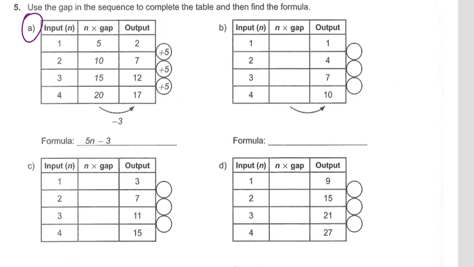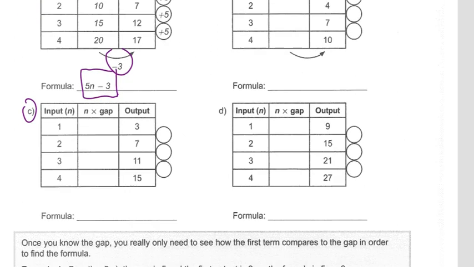They've done A for us. So they've taken this, they've found the gap is 5, and then they check from the gap to the output. What do we have to do? We have to minus 3. So the formula in the end is the gap times the term number, or the input, which is n, minus 3. So let's do this for C. Let's see if we can figure it out together.